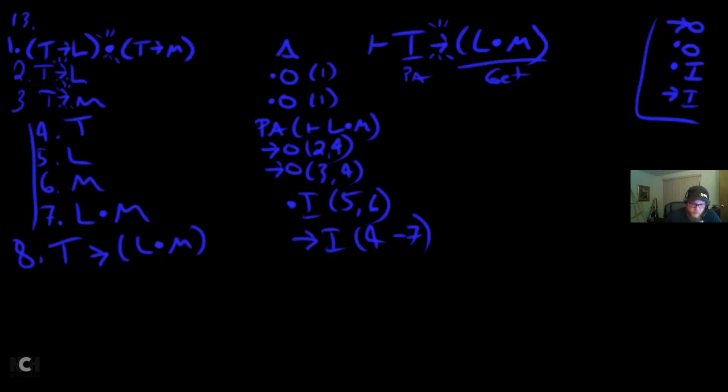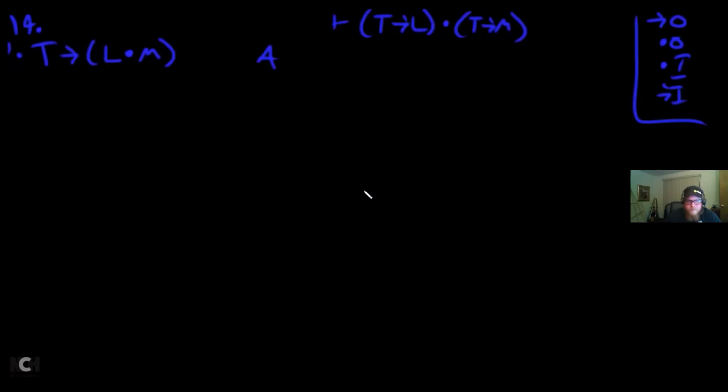So now what we're going to do is move on to problem 14, which is the same thing but in reverse. So we're going to start with T arrow L and M, and we're going to get T arrow L and T arrow M. See if that works. Okay, let's do it. All right, let's do number 14. It's the same thing as number 12, just in reverse. All right, we're starting with this one, trying to get to this one.